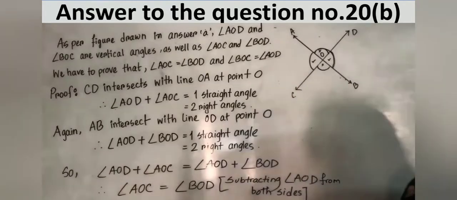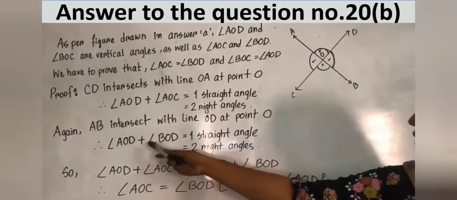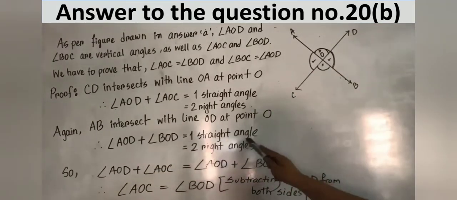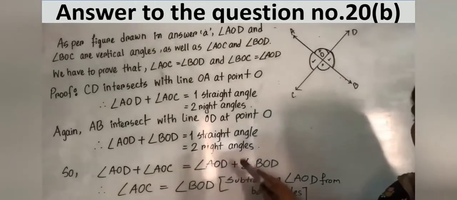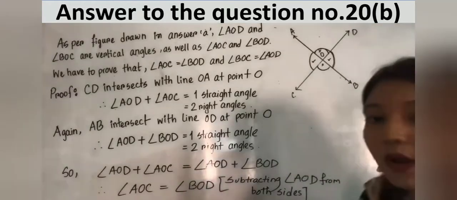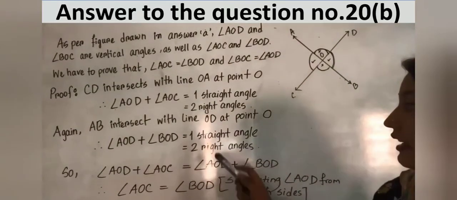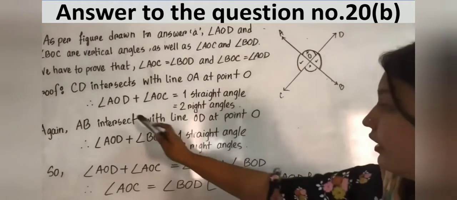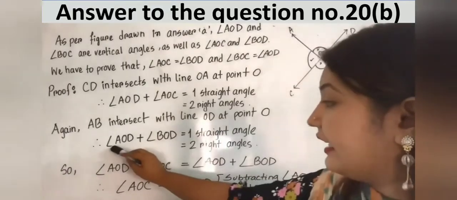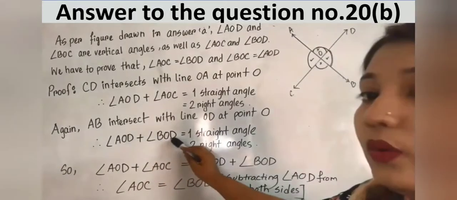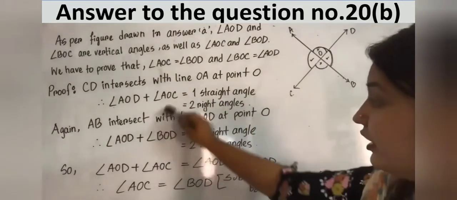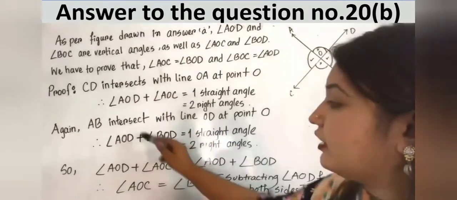So here we can say angle AOD plus angle BOD equals one straight angle, which we can say is two right angles also, because here we are getting two 90 degrees. Now what I will do is I will add these two things. See, here I have written angle AOD plus angle AOC equals 2 right angles. Here angle AOD plus angle BOD equals 2 right angles. So this one and this one both are equal to 2 right angles. So can I write this one is equal to this one?